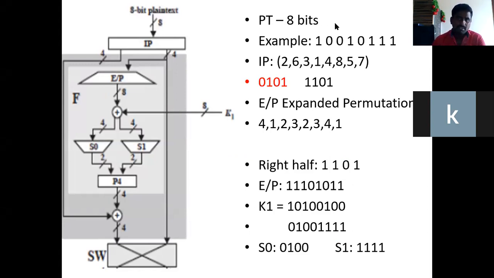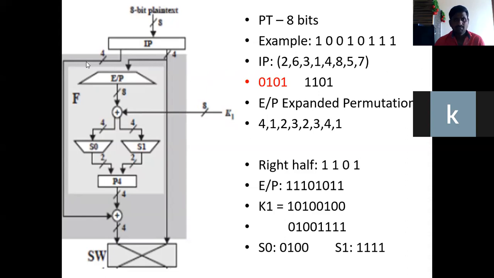So this is the 8-bit plain text, 10010111. As per the diagram, now we are going to convert this plain text into ciphertext. First is IP, which means initial permutation. There is a predefined sequence mentioned here: 2, 6, 3, 1, 4, 8, 5, 7. We have to perform this on the plain text. After performing this, we get this output: 01011101. This is the output of IP.